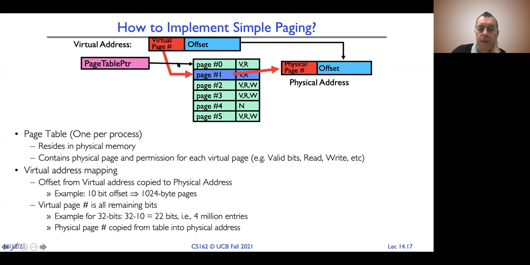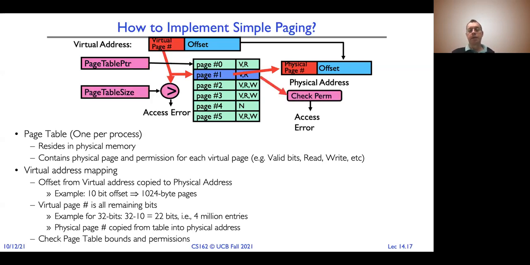And therefore the number of bits in the virtual page number is 22 bits, 32 minus 10. So the page table will have 4 million entries. Huge. Okay. And just think about if you have a 64 bits address.